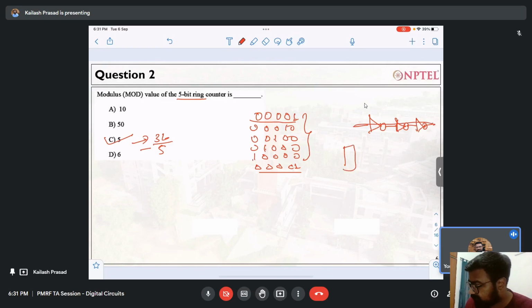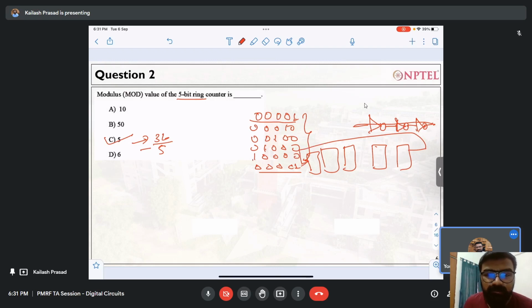If I have a 5-bit counter, I should have 5-bit flops. And the thing is, the Q is actually connected over here. So it's a shift register kind of thing, right? It is just shifting the value. Also, it is a counter. So initially, it will remain at 00001.